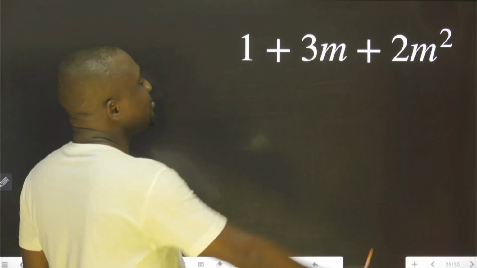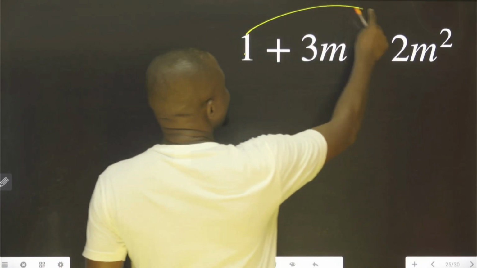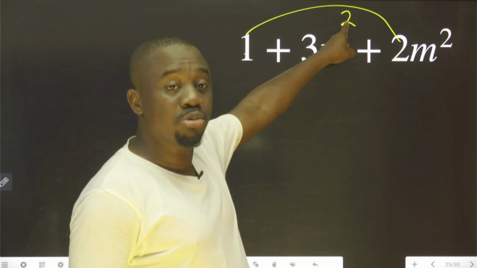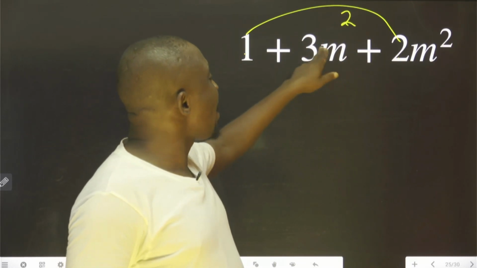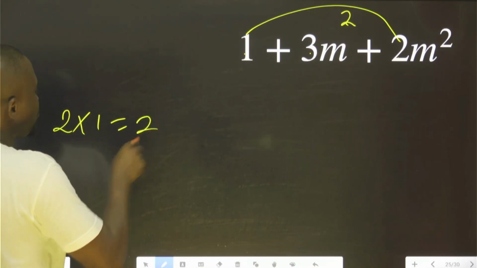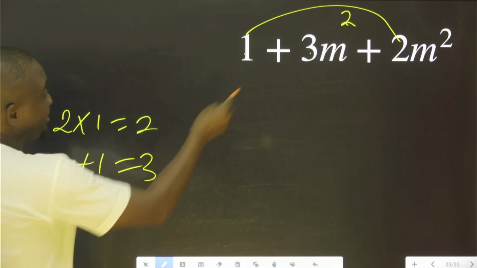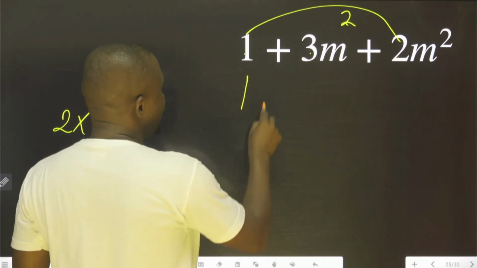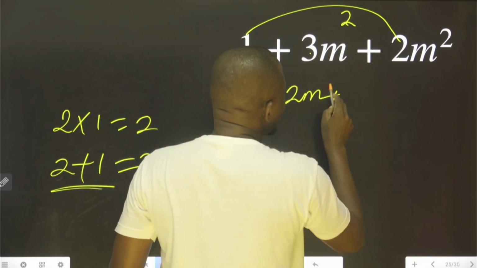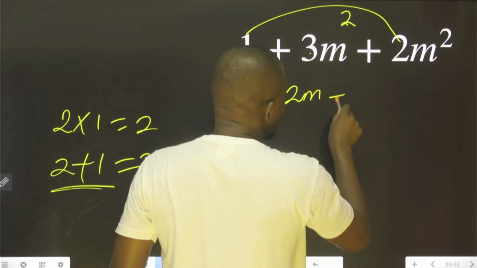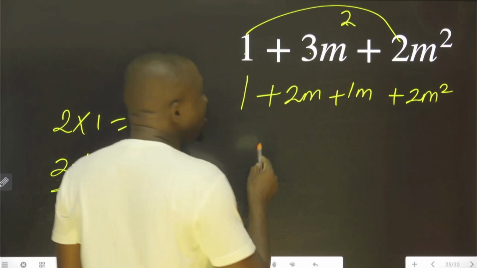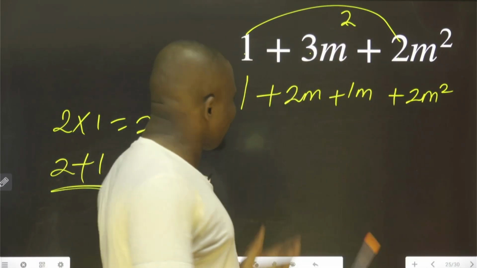Okay? Now, this multiplied by this, you agree with me, is 2. Okay? What can we do to have 2? If we bring them together, we have 3. That is 1 times 2. That is 2 times 1 is 2. 2 plus 1 is 3. So, we put this 1 here, plus we use this 2 and 1 to replace this. 2m plus 1, 1m, 2m squared. Okay? Now, either you rearrange and solve it, or you can do it like this.